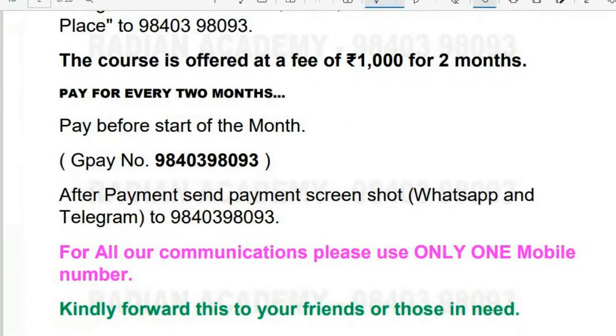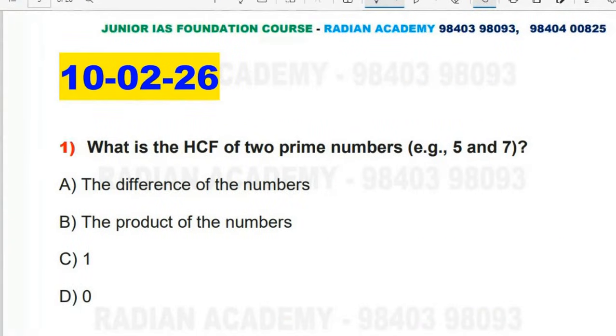Don't tell the answer. If you have a doubt, you can ask. You can type in the chat box the option alone. A or B or C or D is enough. I'll explain in detail, no problem. If you have a doubt, you can ask.